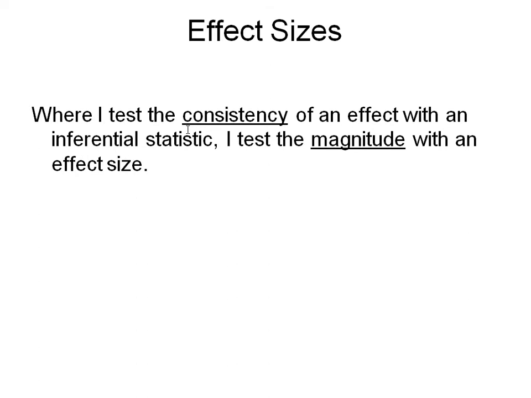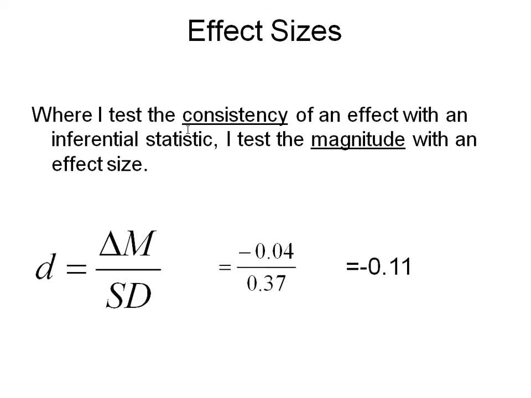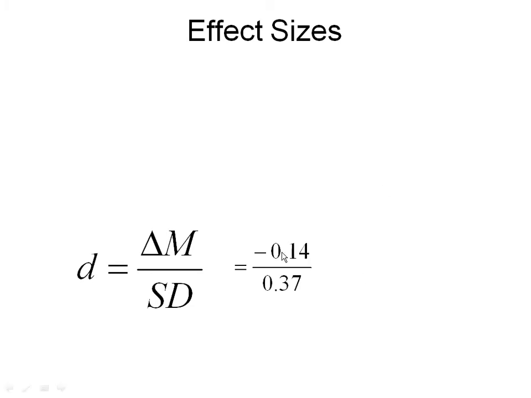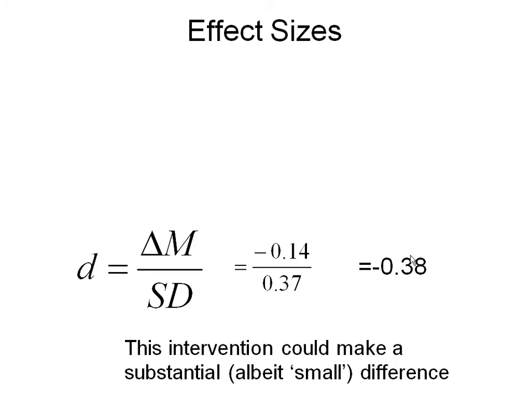So where I test the consistency of an effect with an inferential statistic, I test the magnitude with an effect size. So if we've got that 0.04 seconds divided by the 37, that's going to tell us that the effect size is pretty much trivial. If it was 0.14 seconds, so we've got the same distribution here, the same group, the same sample, sorry, and all we've done is made our intervention much larger, well, all right, now we consider that small.